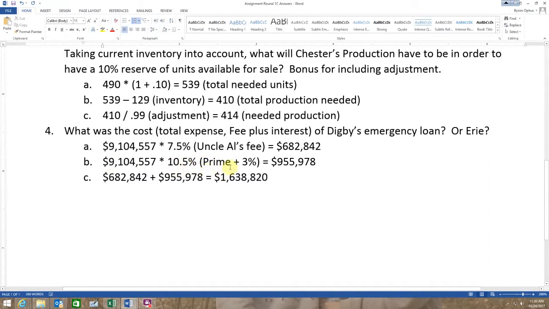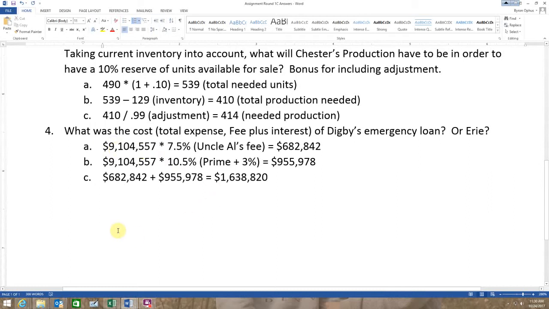I used 10.5, which is prime plus 3. That was kind of a normal rate we used to charge at the bank, and the prime rate's given to us. So I took the 9.1 million and multiplied it by that. Again, if you use some kind of rate in there, they'll probably be pretty liberal. But I came up with $950,000, so a total of about $1.6 million, right? Cost for a $9 million loan.